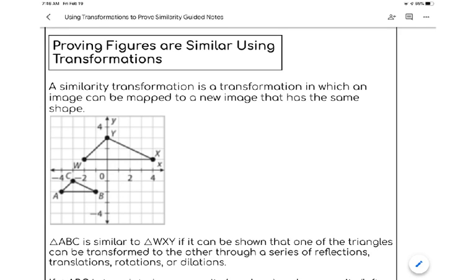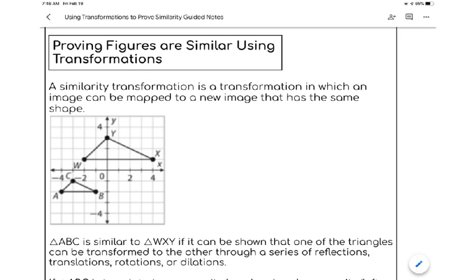Hello, and welcome back. So previously we have discussed dilations and we have discussed using proportional relationships so that you can find missing measures of certain triangles using their corresponding sides. So we're actually going to talk now about proving that figures are similar using transformations.